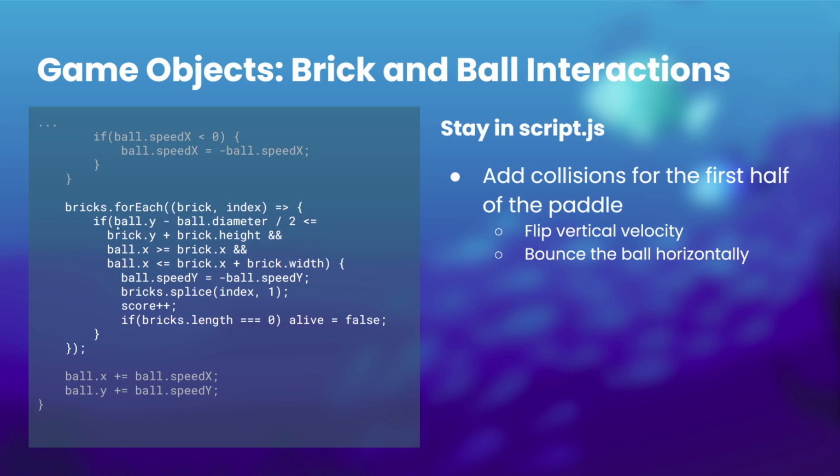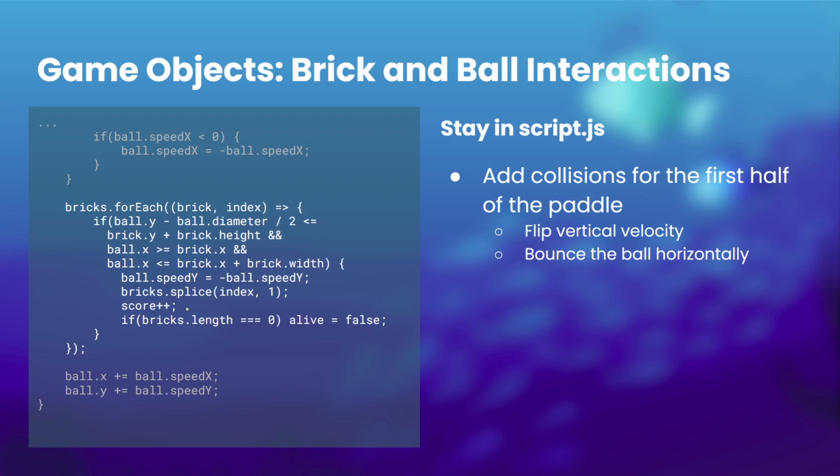Essentially how this code works, if we look through it, we have this for each, which we've used previously. For each of the bricks in our brick array, we want to get the brick object and also the index that it's stored at. And we want to go through and check if the ball is colliding with that brick. If it is, we want to flip it vertically. And then bricks.splice essentially removes that brick with that index from this bricks array. And then we want to add 1 to our score.